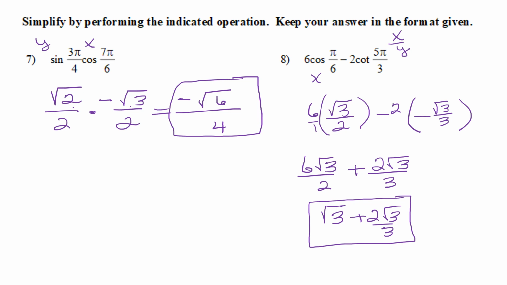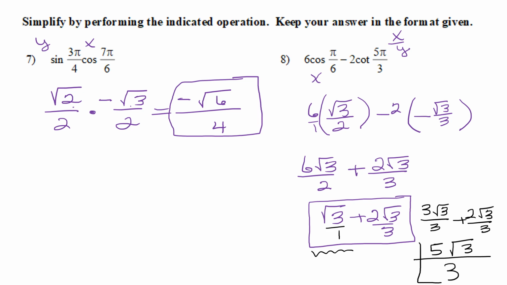What we can do, though, to make it one fraction is we can change that first term, the square root of 3, to be the square root of 3 over 1. And then I can rewrite it as 3 square root 3 over 3 so that it will have a common denominator with the other term, 2 square root 3 over 3, and now that they have the same denominator, I can add the two expressions together. 3 square root 3 plus 2 square root 3. They have the same radicand, same radical, square root of 3, so I can just add the coefficients. So 5 square root 3 over 3. Either of those two answers are acceptable.